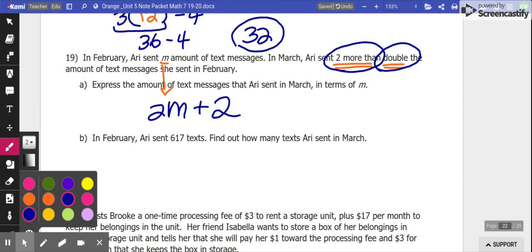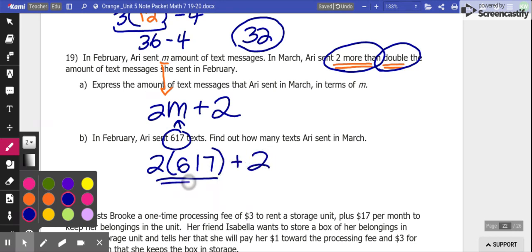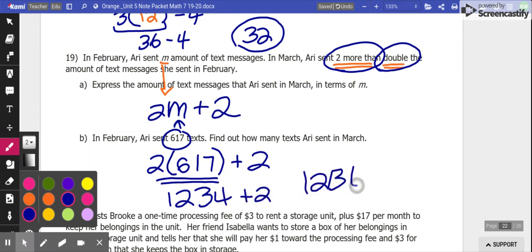I have to hurry. In February, she sent 617 texts. Plug that in for M here to find out how much she sent in March. This is a really cool product. It's 1, 2, 3, 4. Then you have to add 2 and you get 1, 2, 3, 6. That's how many text messages.